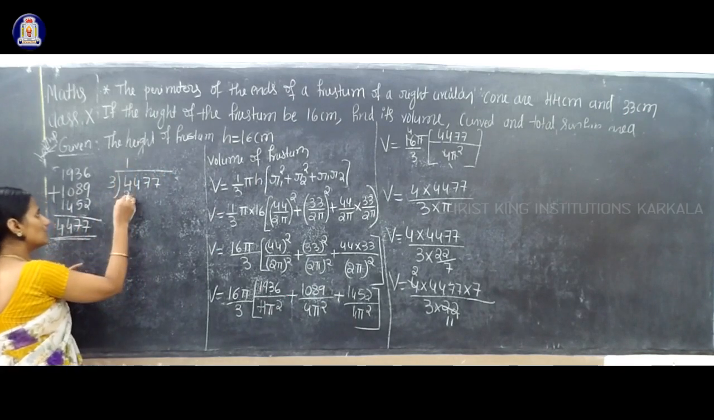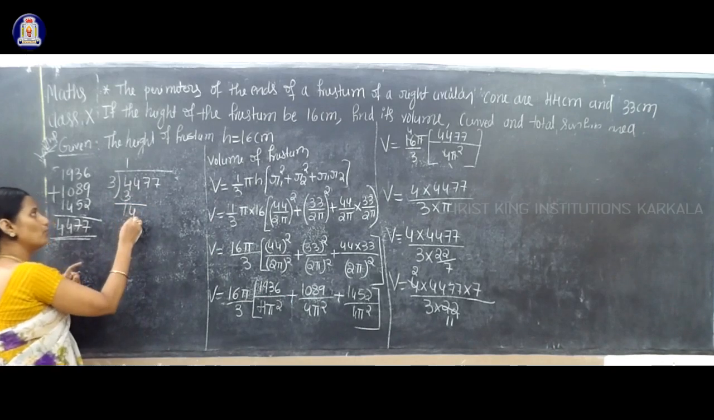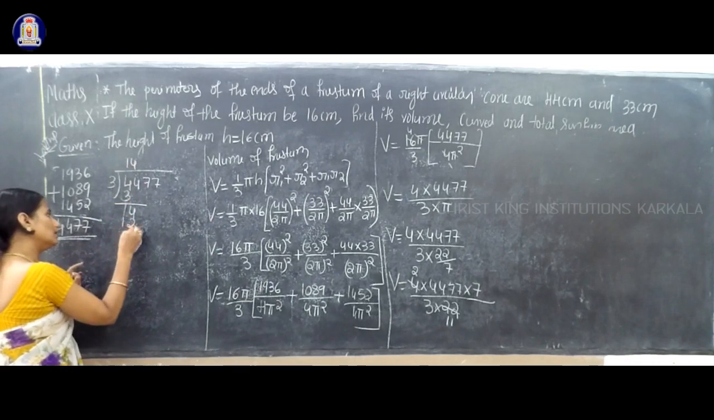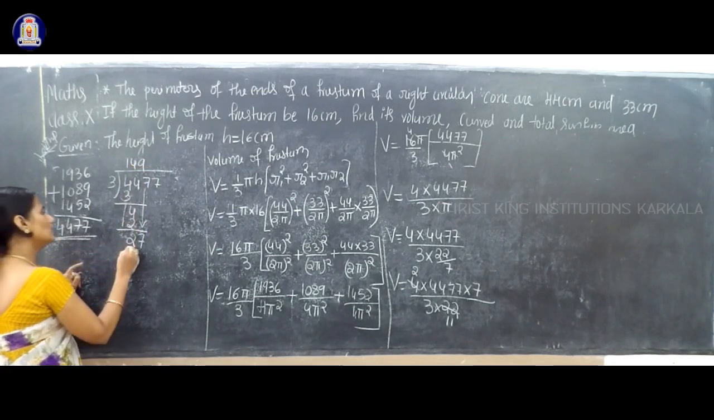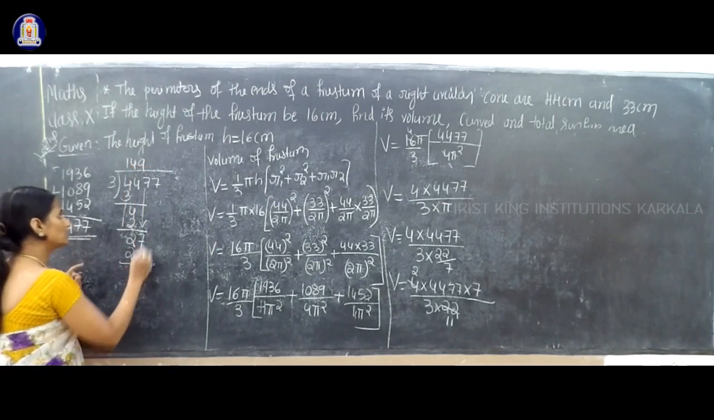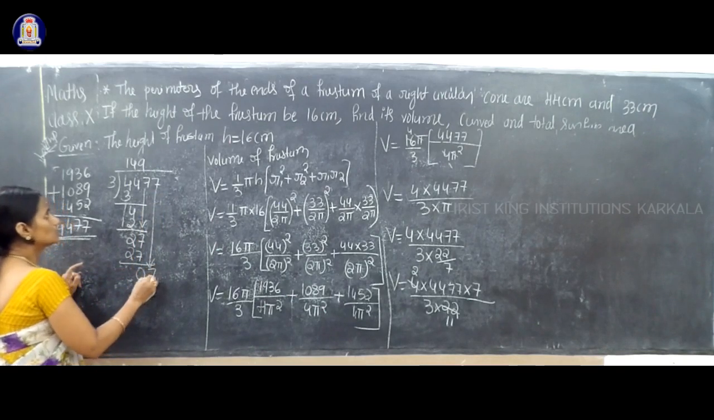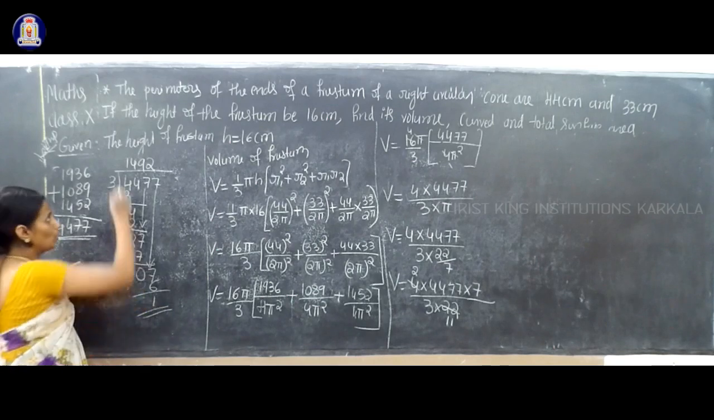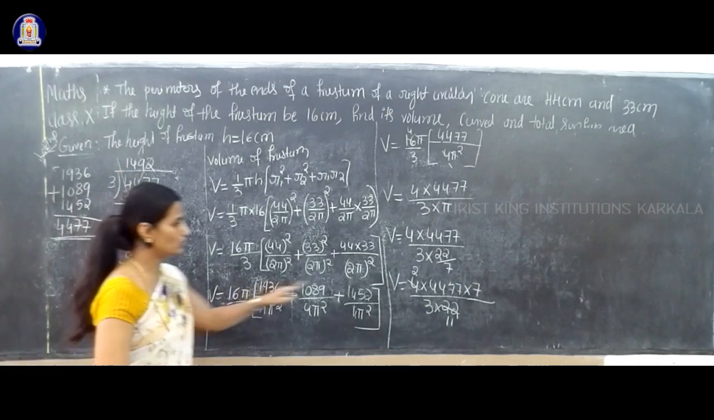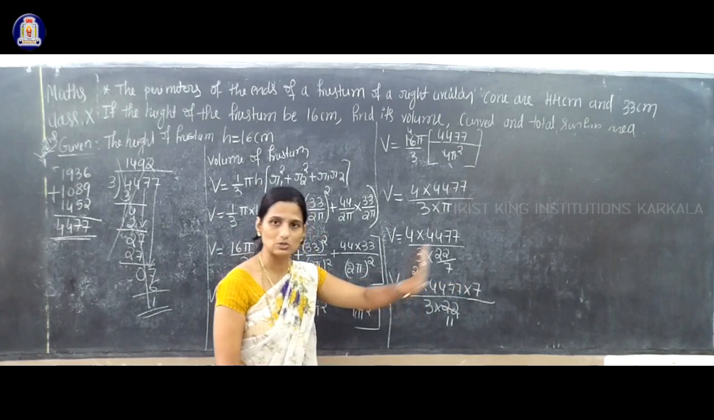So 3 ones are 3, 1 remainder, 4. 3 fours are 12, 2 remainder, 27. So 3 nines are 27. Remainder is 0. Next is 7. So 3 twos are 6. We'll get remainder other than 0. So not possible to divide. So 3 and this division is not possible.